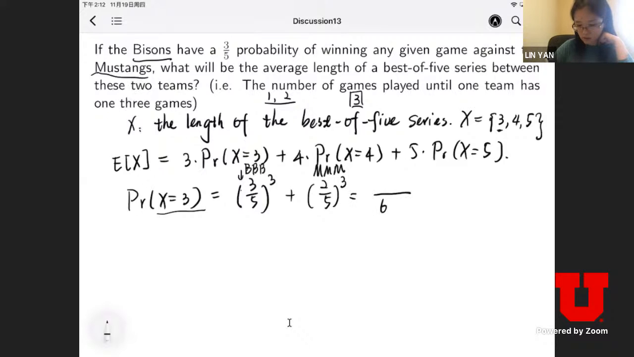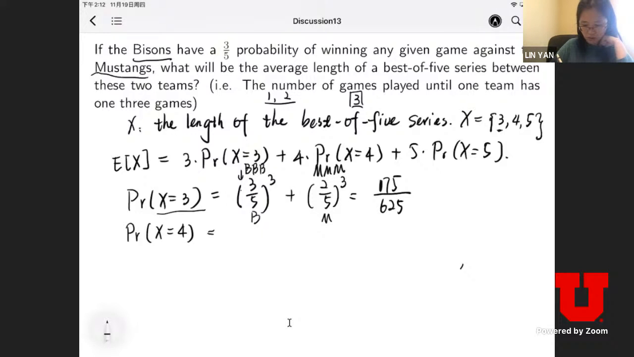And this is equal to... and then we need to calculate the probability when x equals 4. That means we need to play 4 games to decide who wins the game. So we still have 2 cases. One is Bisons win, and another is Mustangs win.